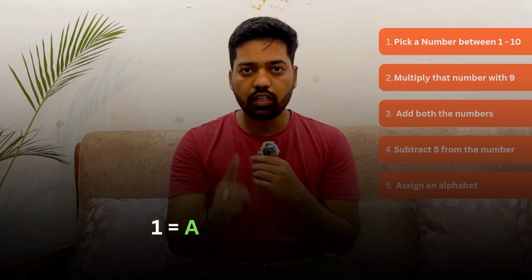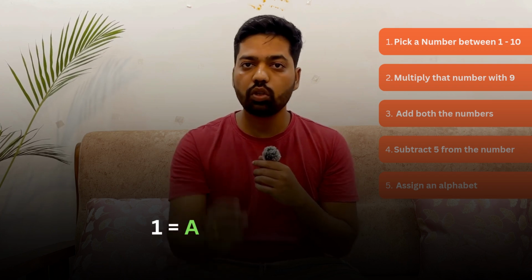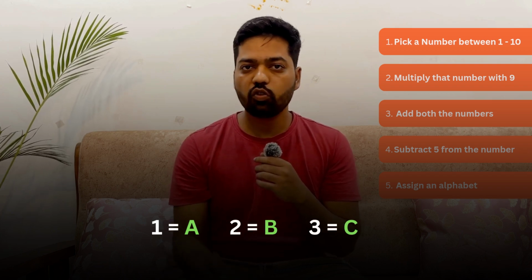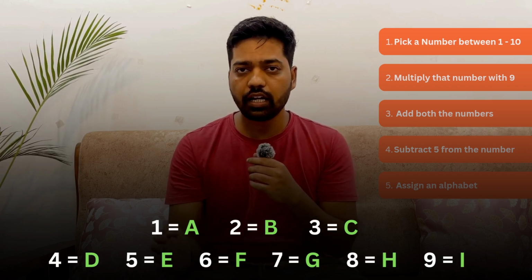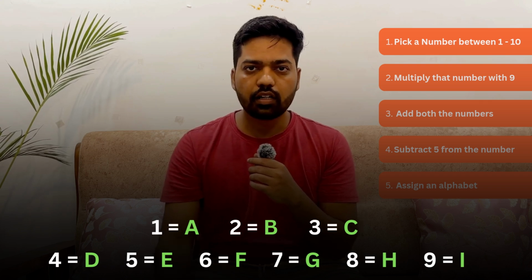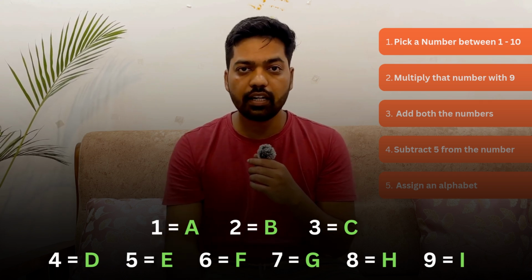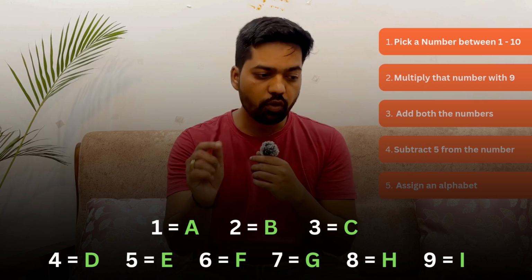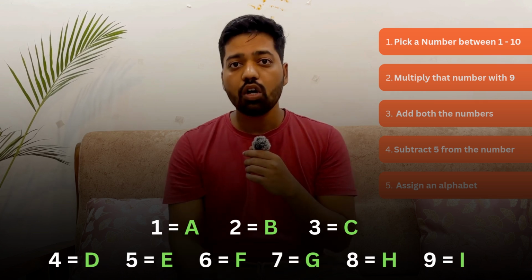If your number is 1, you will assign A. If your number is 2, you will assign B. If your number is 3, you will assign C, like that. So you can assign an alphabet to it till number 9, because we must end up with a single digit number. Okay. So once you have assigned your alphabet, now listen carefully.